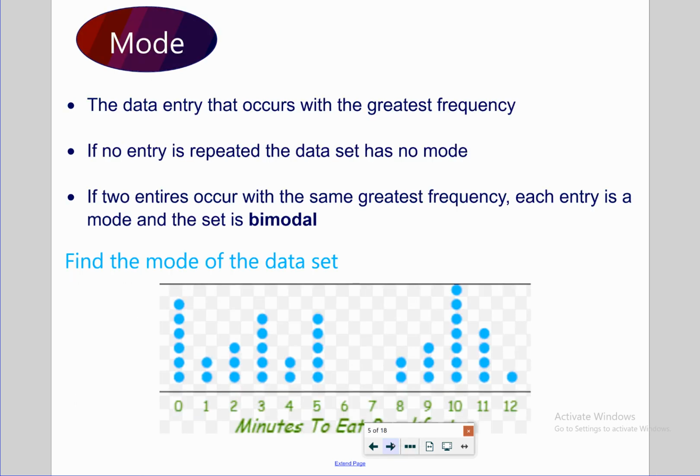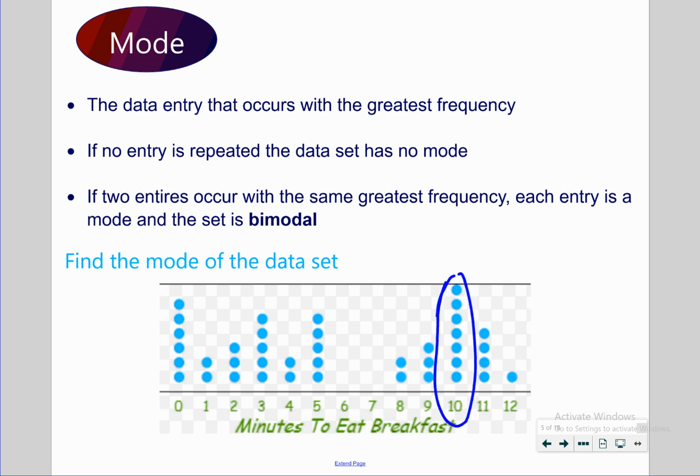And then finally, mode is the most often occurring number in the set. It's possible that you have no mode if everything occurs the same number of times. It's possible to have two modes if there are two values that occur more than everything else. If we have two modes, it's called a bimodal set. You can have 3 modes or 4 modes. There's a lot of different ways you can do this. So if I look at this quick little dot plot at the bottom here, find the mode of the data set. If it's anything that represents frequencies, it's quick to just find the one that's the tallest, right? So 10 minutes to eat breakfast would be the mode of the data set, the most often occurring data value.